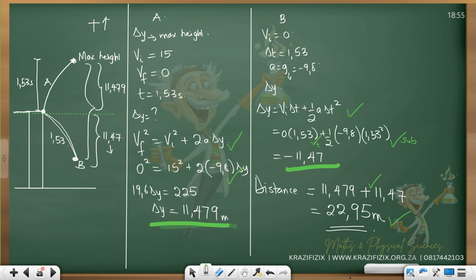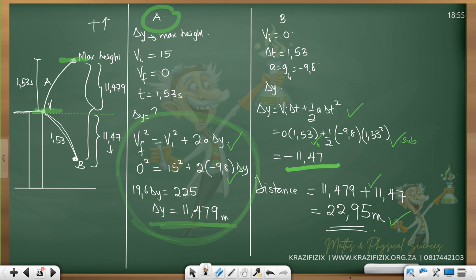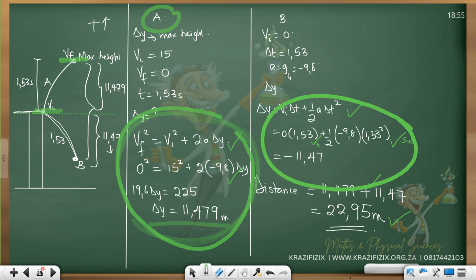For this one? Yeah. This is talking about A. That's why I have it as A. Everything here has to do with A. Initial velocity 15, final velocity 0. This particular option has nothing to do with B. Does that make sense to you? Yeah. And this one has nothing to do with A, except for the time of travel.